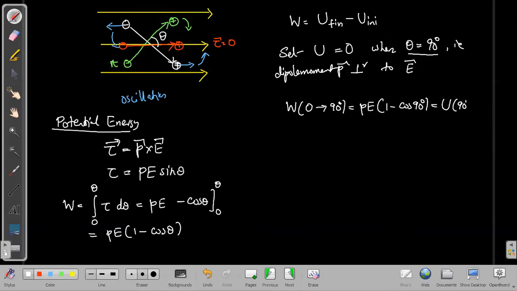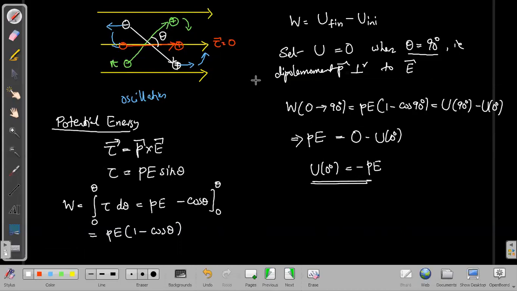So this final is at 90 degrees: the potential energy at 90 degrees minus the potential energy at 0 degrees should be equal to P E, because cos 90 is 0. The potential energy at 90 degrees is 0 minus the potential energy at 0 degrees. So the potential energy at 0 degrees I can write as minus P E. Since I have chosen the potential energy to be 0 at theta equal to 90 degrees, I am getting the potential energy as minus P E for theta equal to 0 degrees.